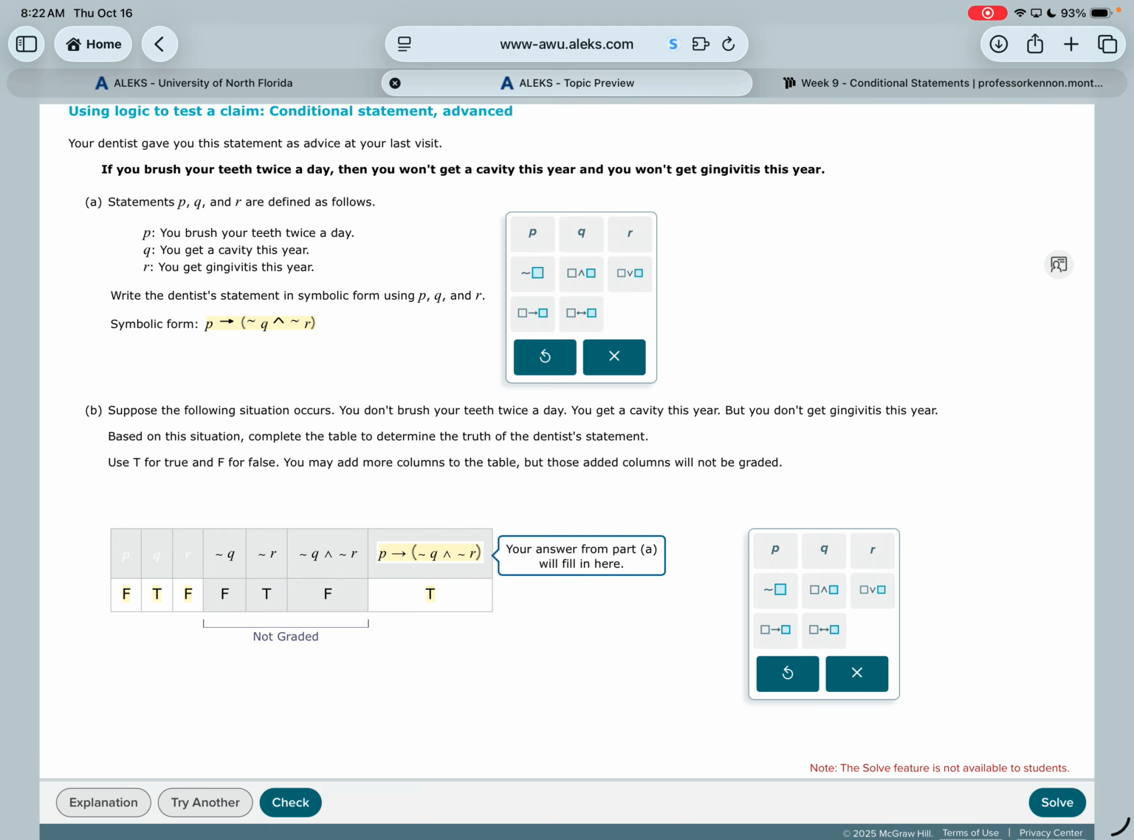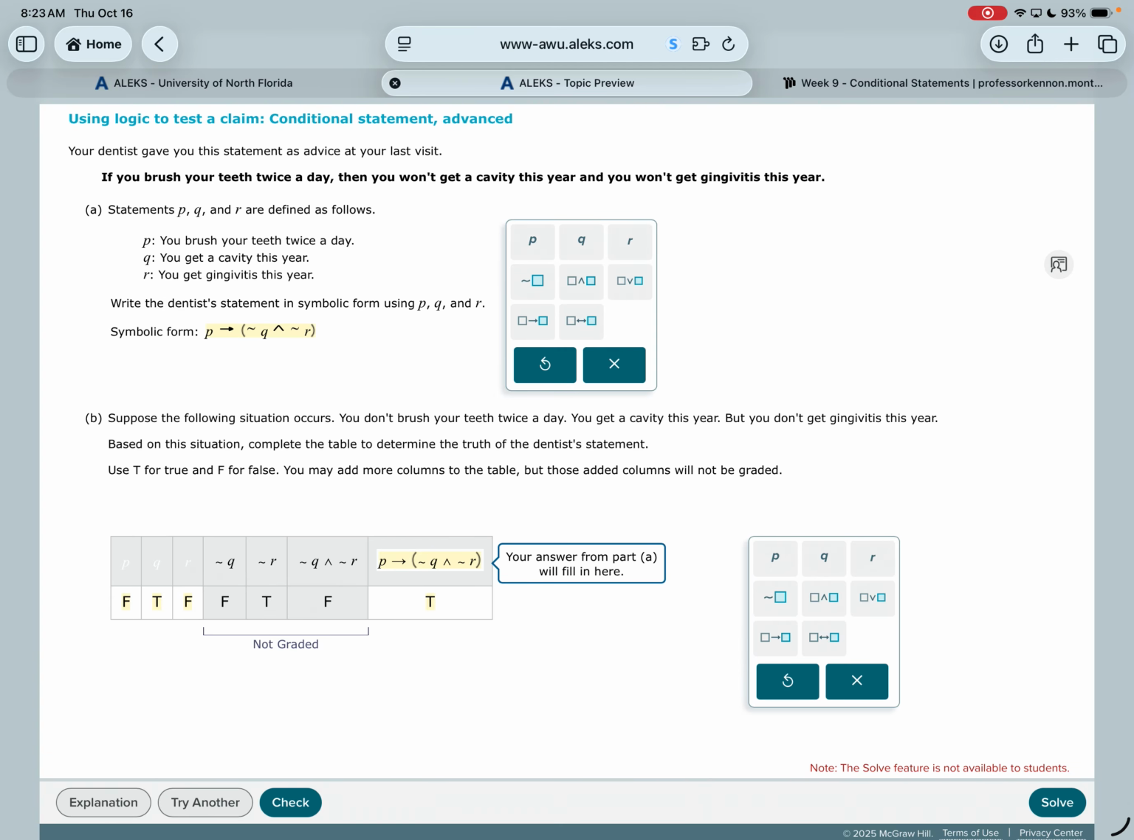The dentist statement is still true. I don't know why, because you don't brush your teeth twice a day, you still got a cavity. So it's still true because you got the cavity, I guess. It's kind of hard to think about when you think about it like that. We could think about it for a minute, but just take it piece by piece. When you've got the three there, find the not Q, find the not R, then find the not Q and not R.